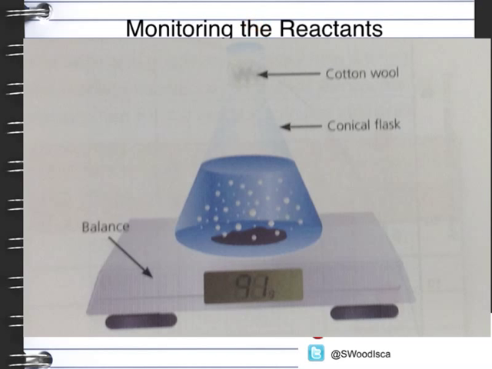Now, because the gas is given off and it comes out of the top here, it means that the mass of the reactants is decreasing because of that lost gas. So that gas that's being given off would give you a volume as it did on the previous ones, but this is now the mass will be decreasing.